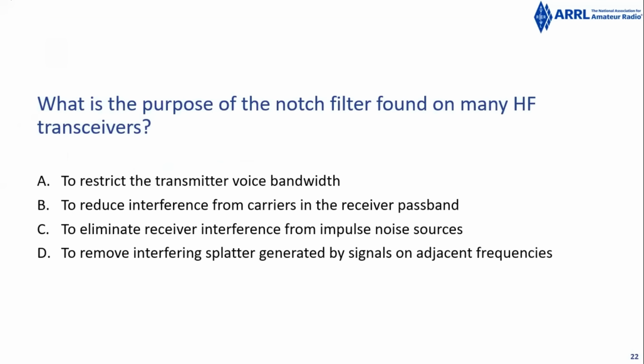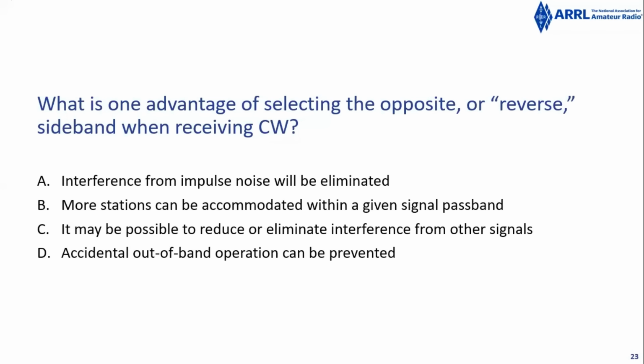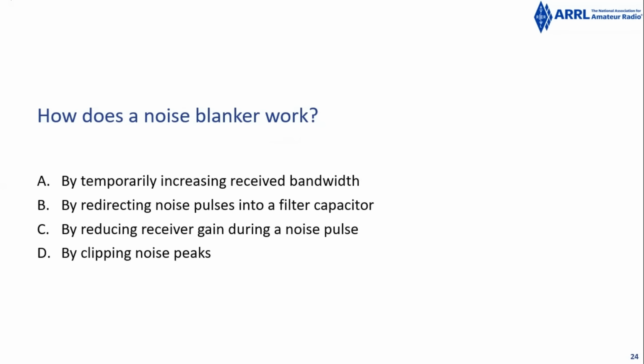Okay, what's the purpose of the notch filter found in many HF transceivers? To reduce interference from carriers in the passband. I think that's what it is. B. What is an advantage of selecting the opposite or reverse sideband when receiving CW? I think C. It may be possible to reduce or eliminate interference from other signals. Yep. How does a noise blanker work? Increases bandwidth? Nope. Redirects noise? Nope. Reduces gain during a noise pulse? C. It's actually reducing the gain during the noise pulses.